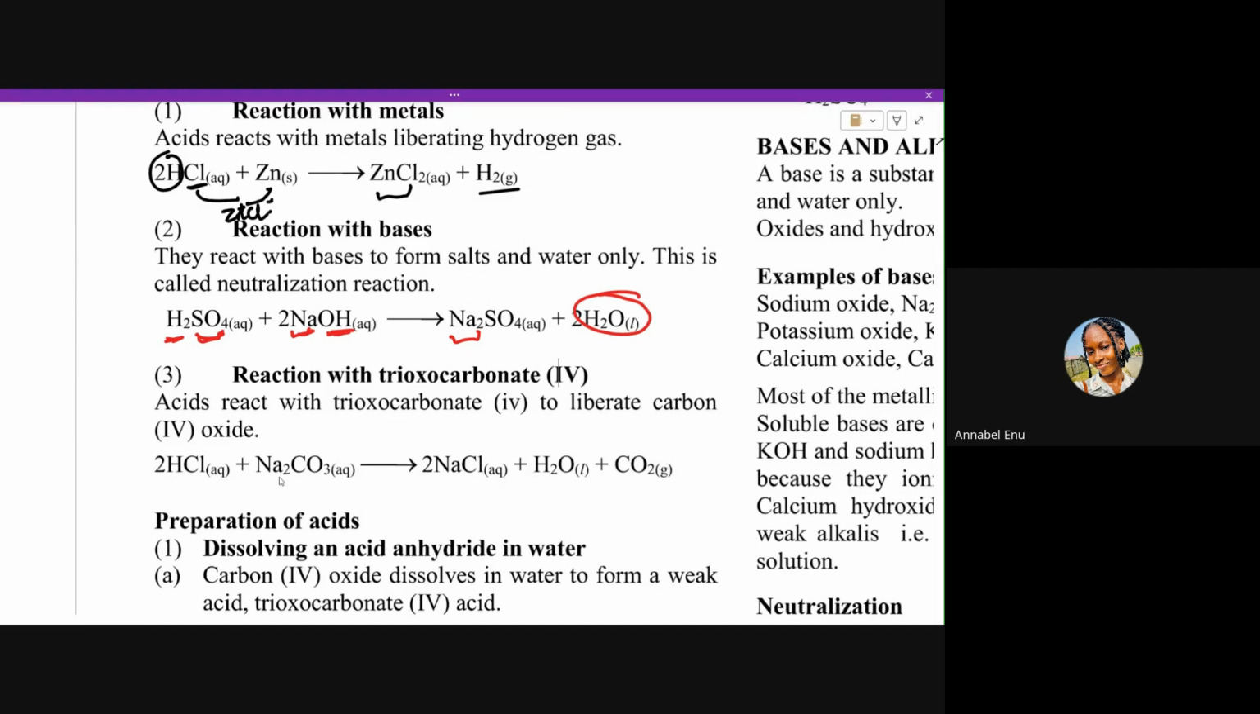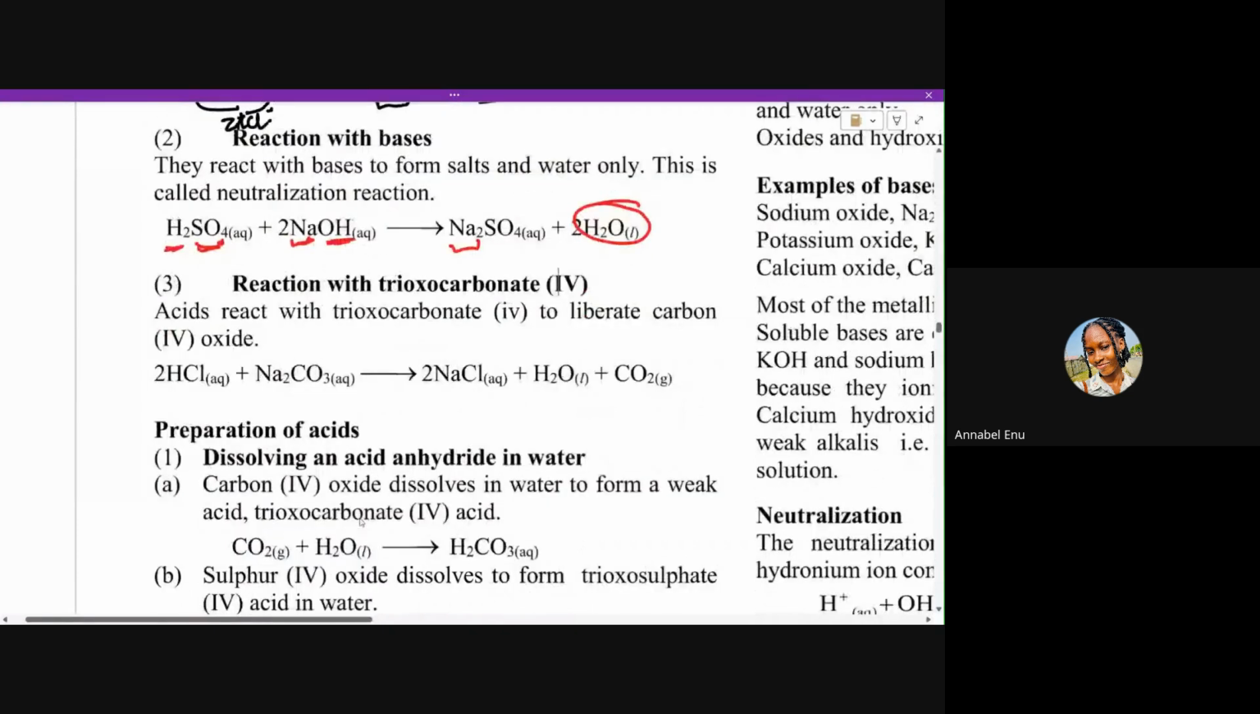All right. So that is the reaction of acid and trioxocarbonate. Just that in the product for trioxocarbonate, we are not only getting salt and water, we're also getting another thing liberated, carbon dioxide, which is also a gas. So it's more like if you're doing a titration process and you get your salt and water, you notice some gas coming out that is milky in color. We know that it is what? Carbon dioxide.